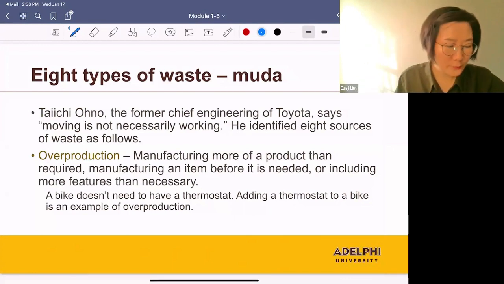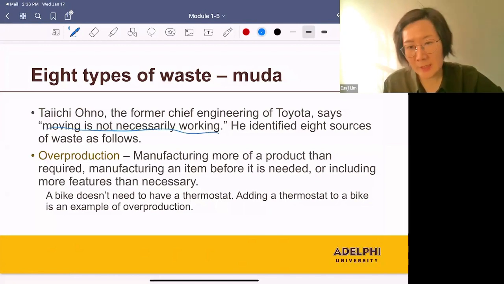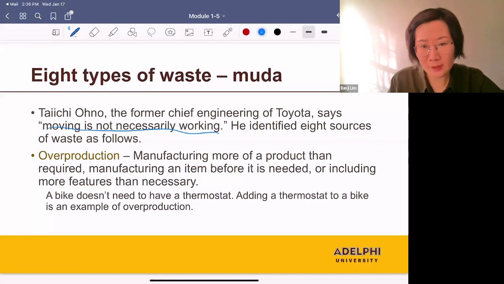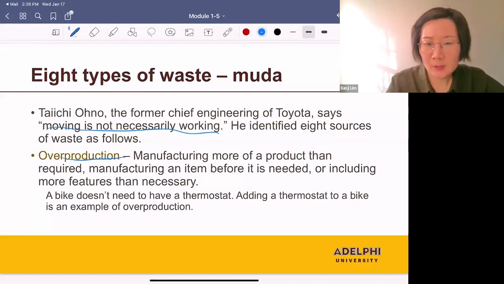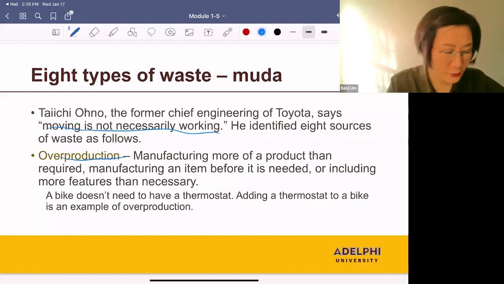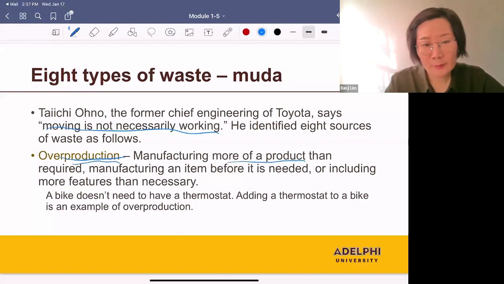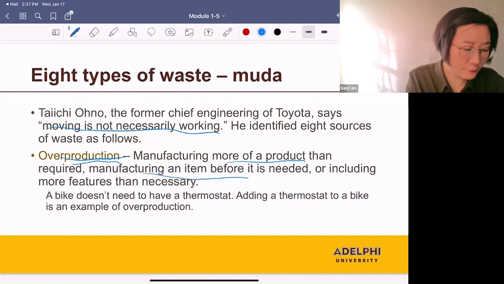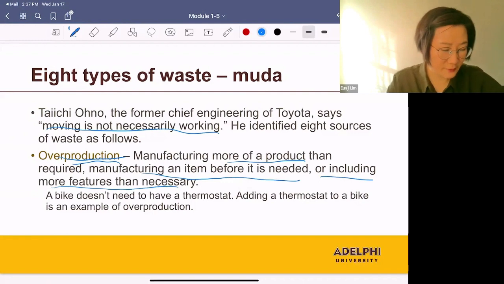Taiichi Ohno, the former engineer of Toyota, says moving is not necessarily working. He identified 8 sources of waste as follows. First, overproduction. Manufacturing more of a product than required. So this will create inventory, but overproduction means more than inventory. It means manufacturing an item before it's needed or including more features than necessary.